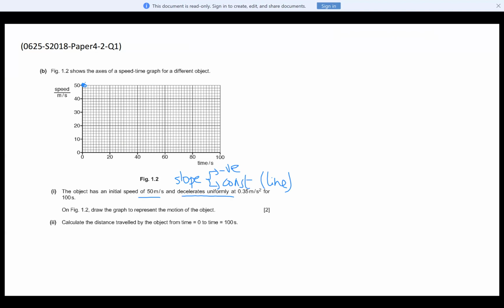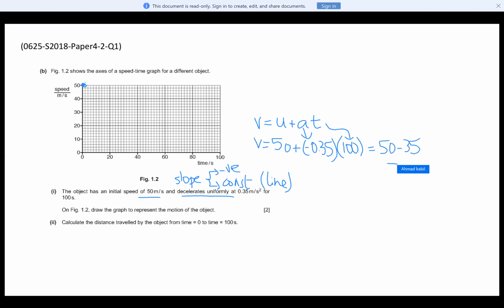We use the equation V equals U plus AT. The final speed is V. This is equal to the initial speed, which is 50, plus negative 0.35, which is the acceleration, because the deceleration is 0.35, times 100 seconds, which is the time. So we get 50 minus 35, and that gives us 15 meters per second.